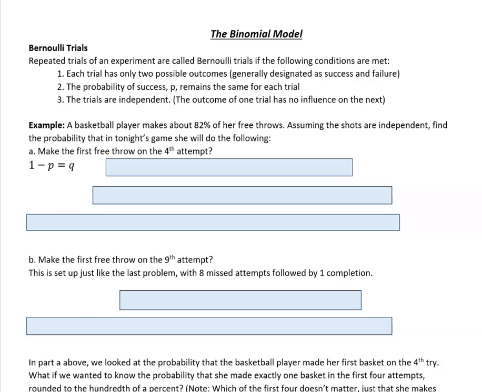Repeated trials of an experiment are called Bernoulli trials if we meet the following three conditions. One, each trial has only two possible outcomes. We typically call those success and failure, even though a success may not be a positive thing.